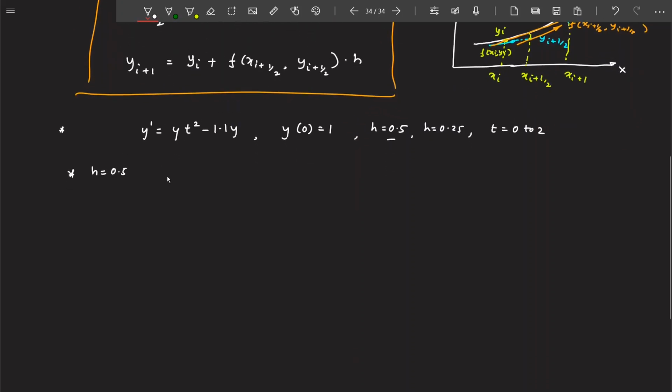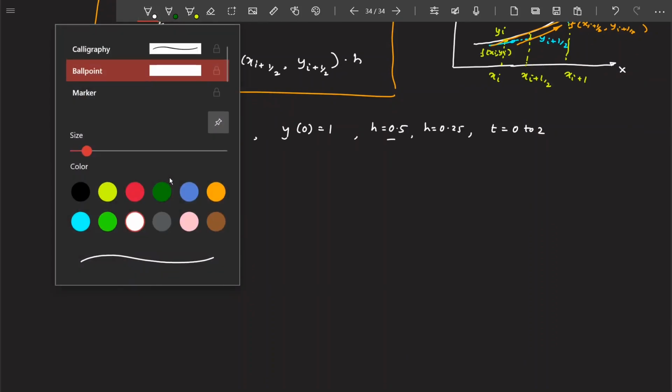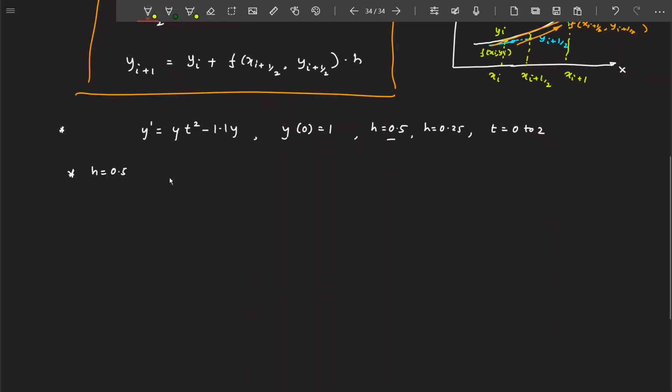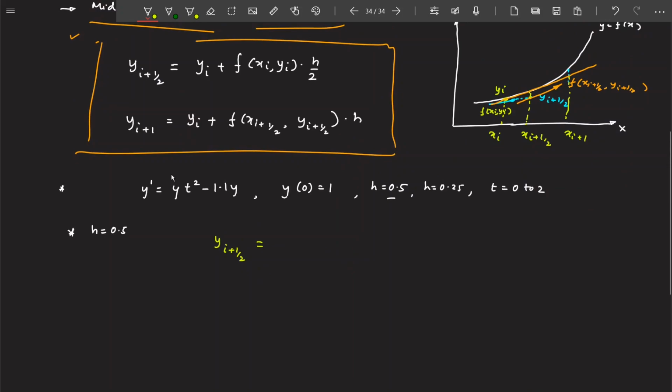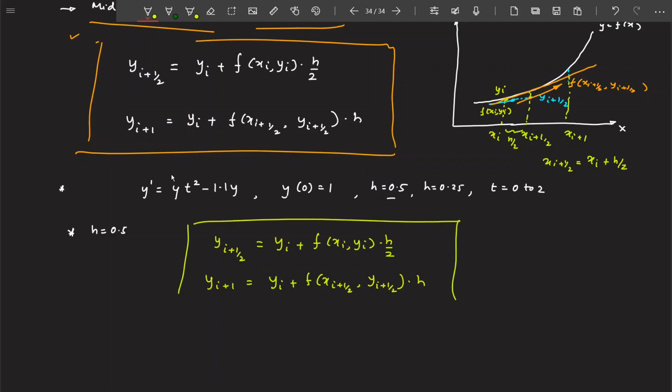Before solving, let us write down the actual equation. So the actual equation is y at i plus half, and t at i plus half. One thing that you need to understand here is, to get x i plus half, you are going to add h by 2. So x i plus half is nothing but x i plus h divided by 2. So these are the two formulas that we are going to use.